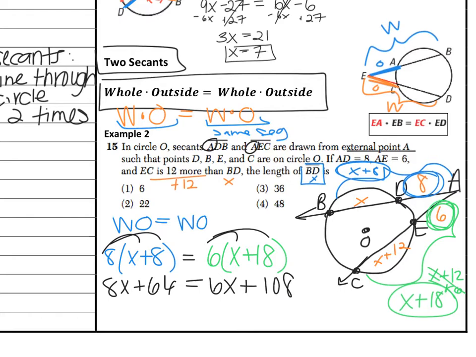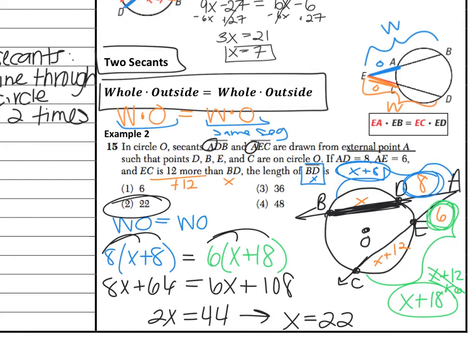Combine like terms, get your x's to one side, numbers to another. That brings you down to 2x equals 44. Divide by 2, and that gives you x equals 22. And if I look back, BD is just x, so x and BD are 22. Flip it over, and we'll see another type of example.